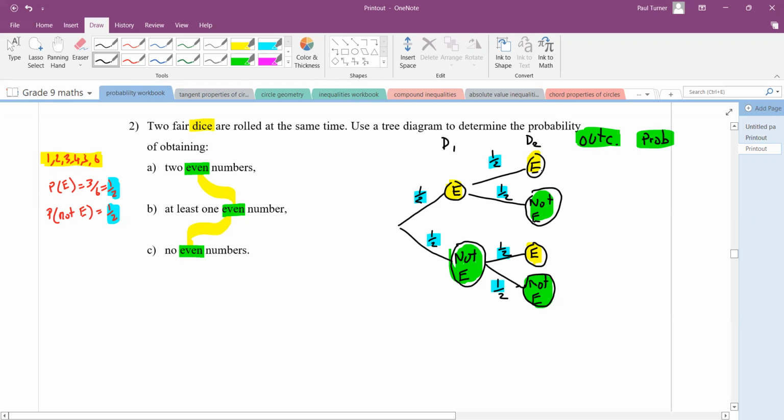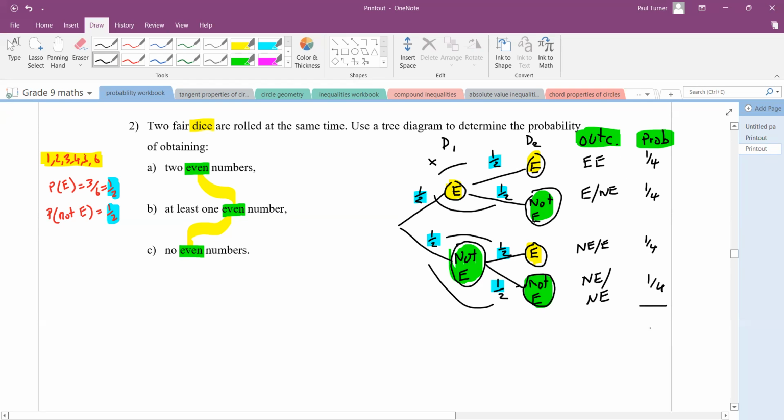So for our first outcome, we could get 2 evens. We could get an even, not even. We could get not even, even. Or we could get not even, not even. And our probabilities, as we talked about earlier, these 2 fractions are multiplied. So a half times a half is a quarter. Half times a half is a quarter, and so on. Half times a half is a quarter, and half times a half is a quarter here.